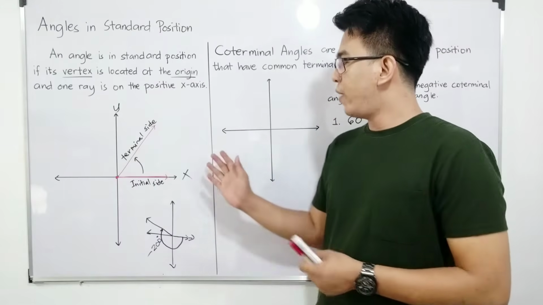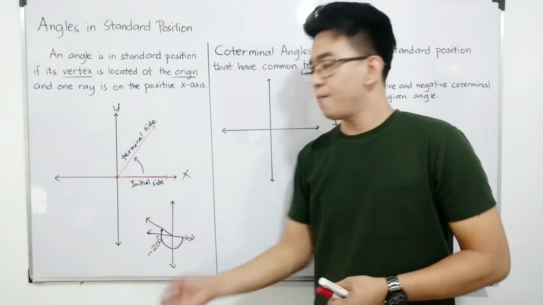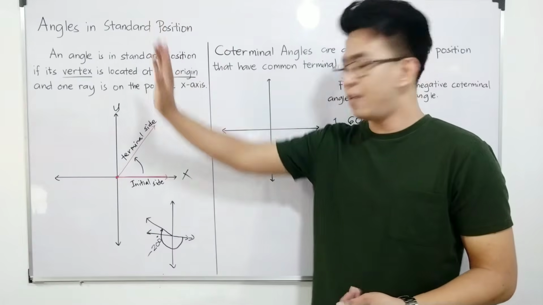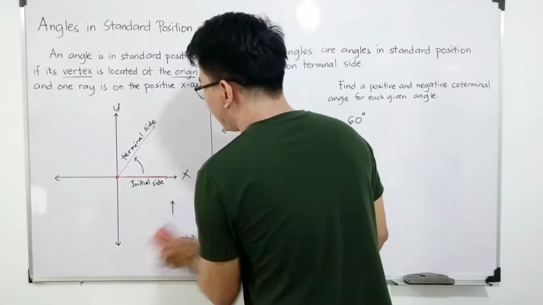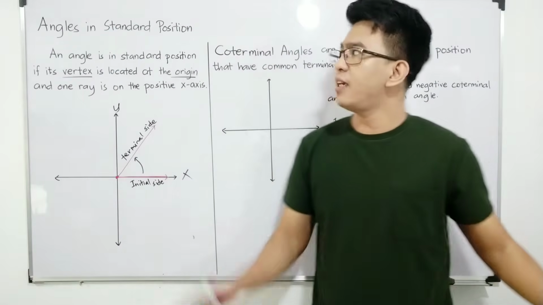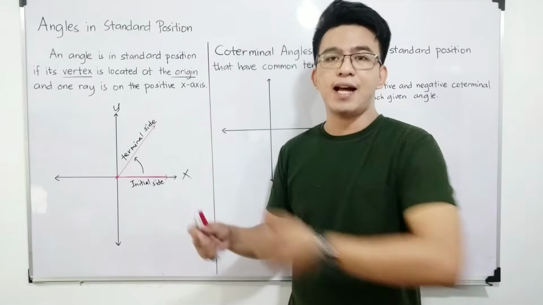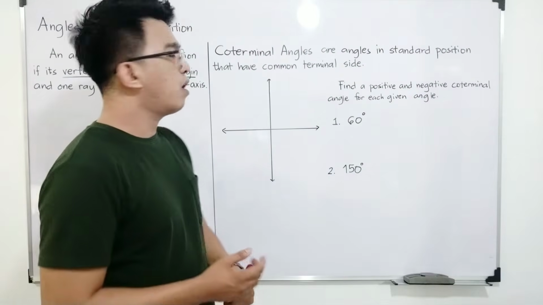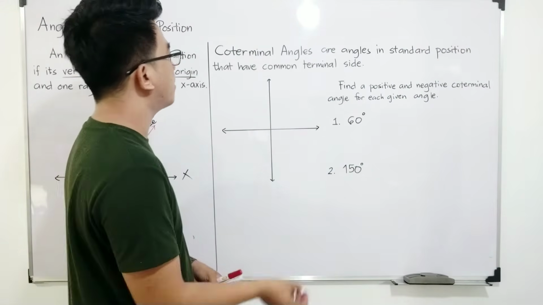Just remember, when the movement or the revolution of the angle is counterclockwise, that is positive. If our movement is in a clockwise direction, the same as our clock, automatically that is a negative angle. So I hope you got the concept about angles in standard position and our revolution when clockwise and counterclockwise. Now let's move on with the concept of coterminal angles.